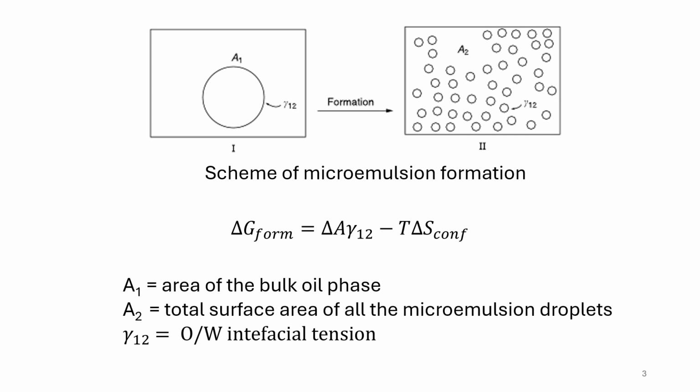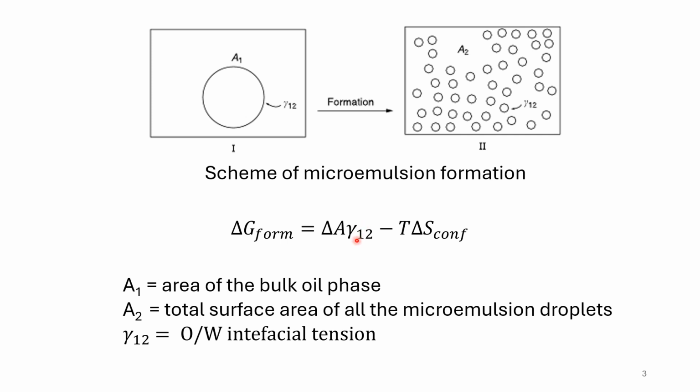Therefore, one of the ways to change the delta G is either to minimize the delta A or change the interfacial tension. So if the delta G is negative, then we will be able to get a spontaneous formation system. Therefore, it is much better to change the interfacial tension compared to minimizing the delta A. So how to change the interfacial tension?